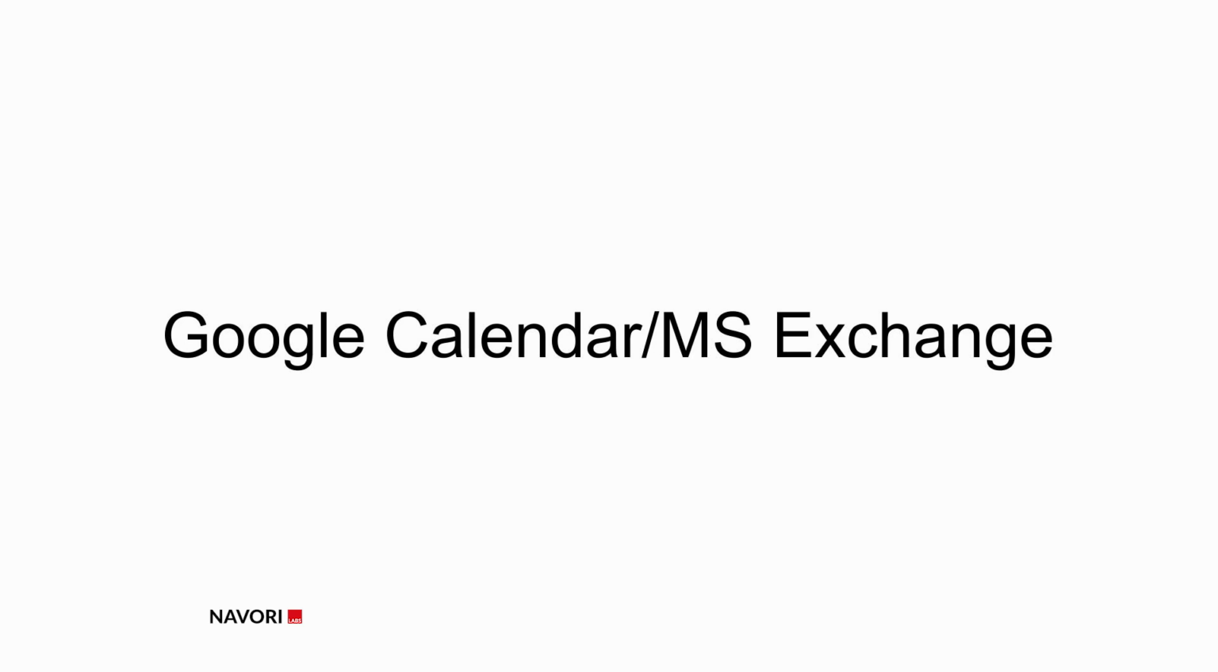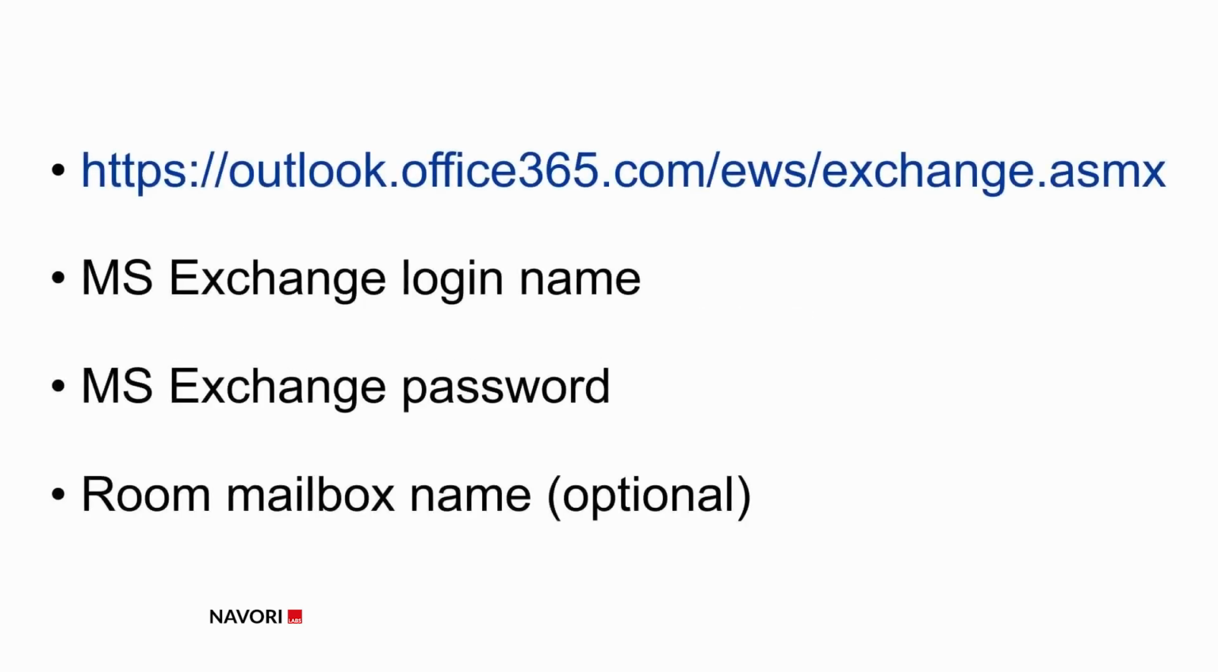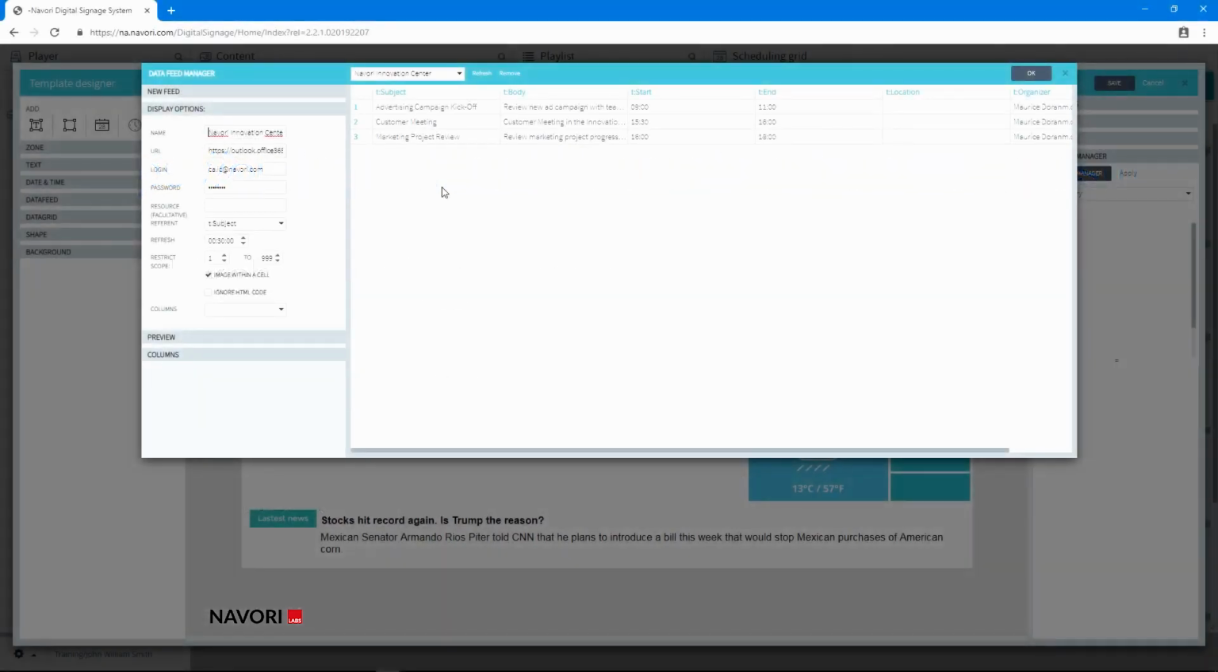Adding Microsoft Exchange feeds is a bit like Google Calendar with the following differences. You must gather the following information before you begin: the Microsoft Exchange server URL, the user's email login name, the user's Exchange password, and optionally, the room mailbox alias name. This is required where you want to display room booking information.